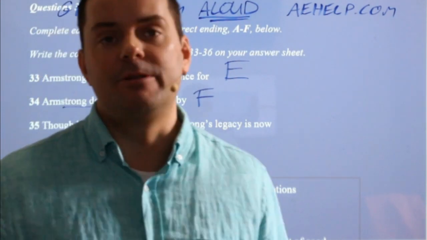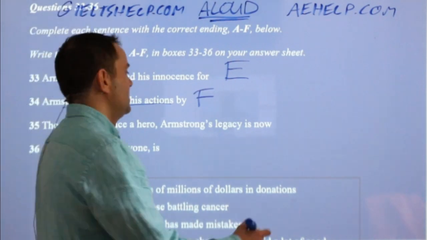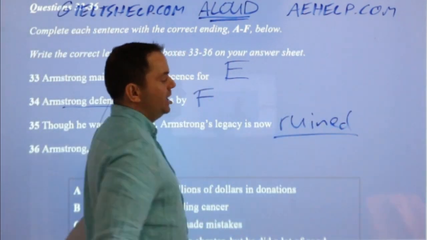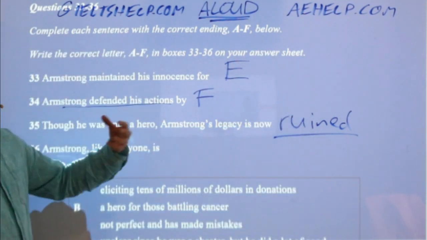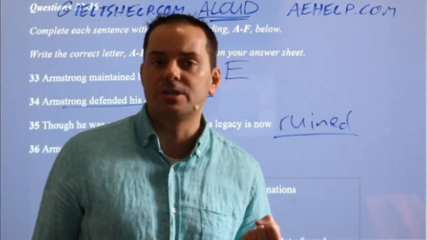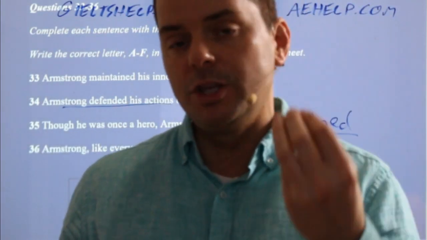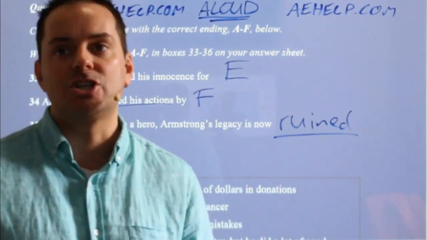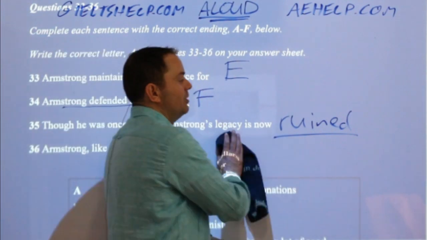What's going on with Armstrong's legacy? It's ruined. It's done. It's finished. Okay? What I do is first I answer on my own, so I finish the sentence on my own, and then I search for the closest match. Okay? That's a good strategy for this kind of question. Finish the sentence with your own idea from what you understood in the text, and then find the closest match. Okay? So though he was once a hero, Armstrong's legacy is now.